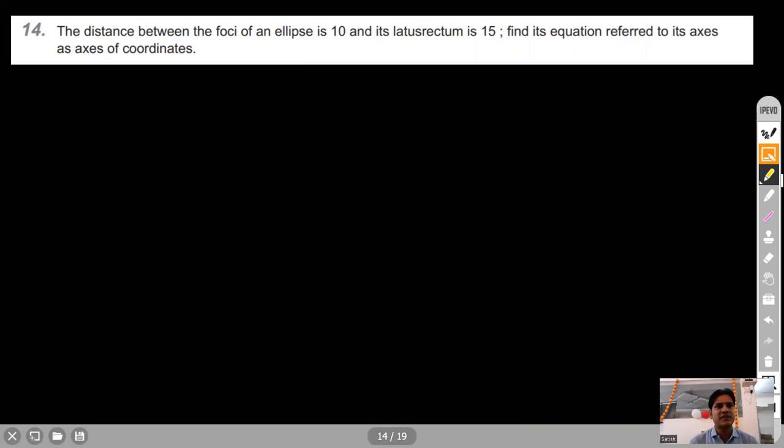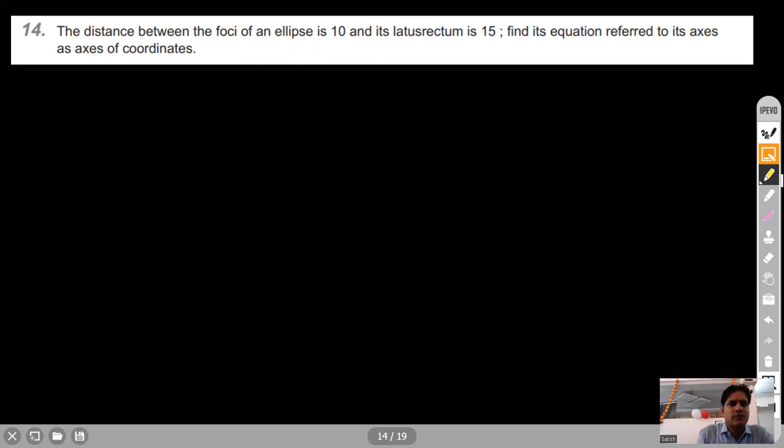So next, question number 14. It is saying the distance between the foci of an ellipse is 10, and its latus rectum length is 15. Find its equation referred to its axes as the coordinate axes. So the axes of the ellipse are our coordinate axes. It is mentioned in the question itself.